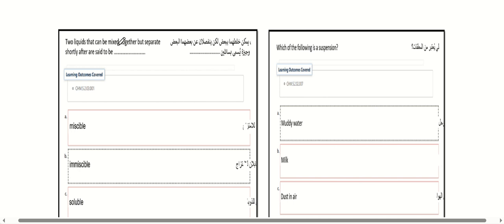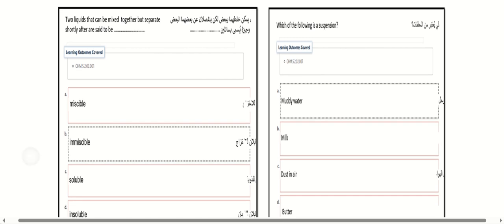Two liquids mixed, if they are mixed, then it is miscible. No, they said it's not mixed. Can be mixed together but separate shortly. It is immiscible. You have to read the question carefully. Immiscible, because they will be separated shortly. If they mix and do not separate, it will be miscible. So this question is immiscible.